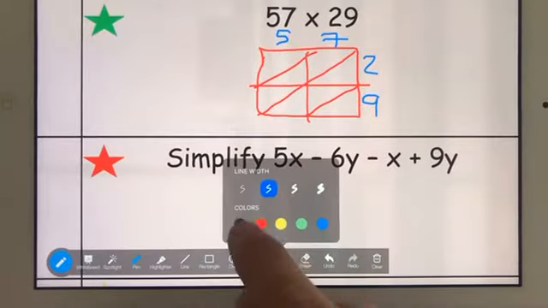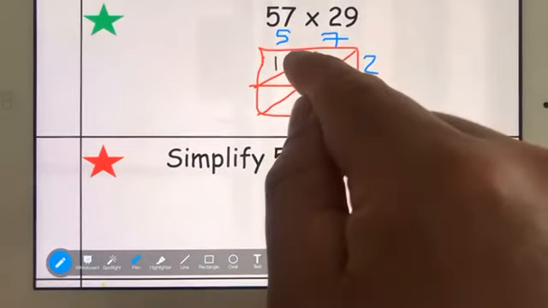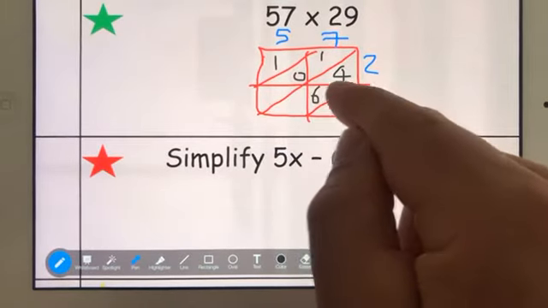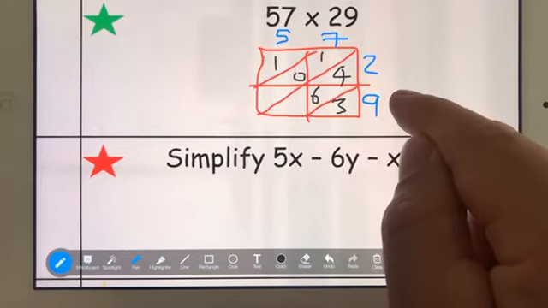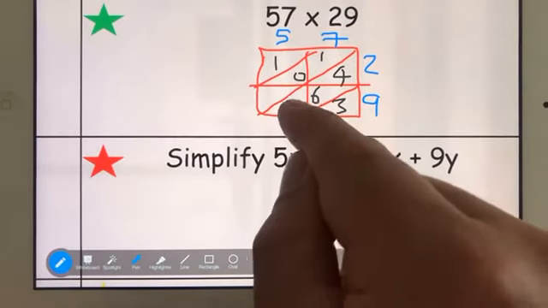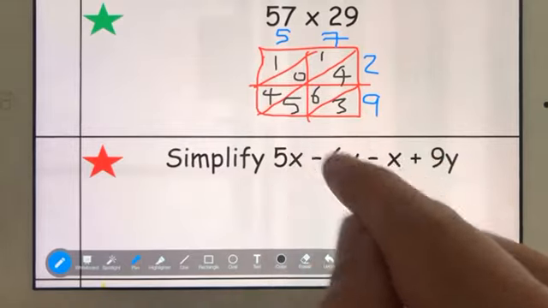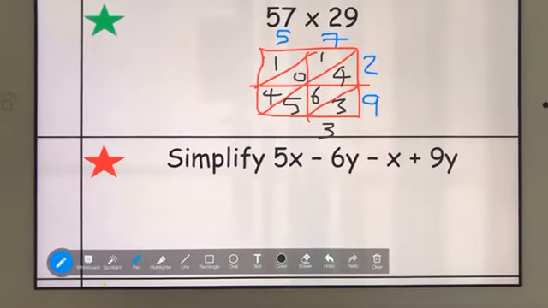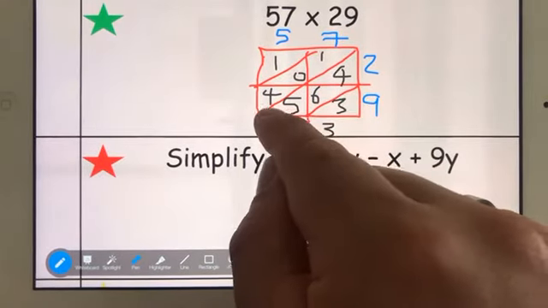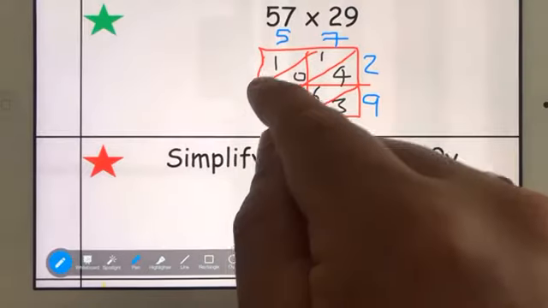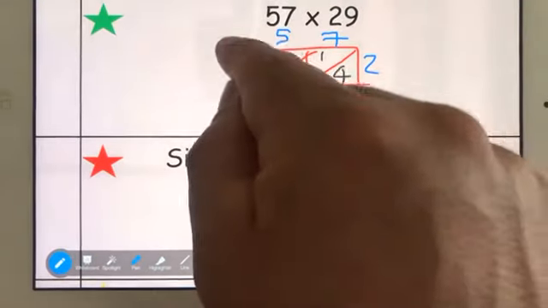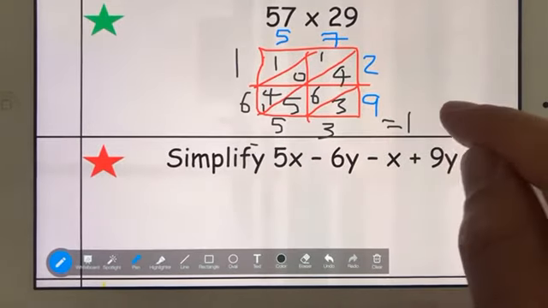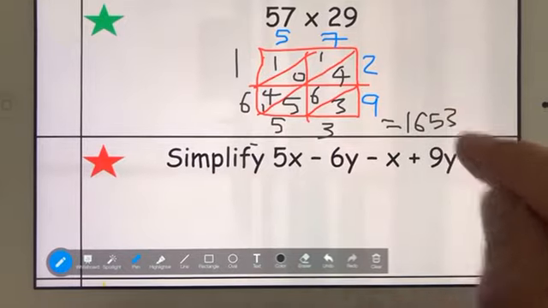5 times 2 is 10. 7 times 2 is 14. 7 times 9 is 63. And 5 times 9 is 45. Okay, once we're there now, first one, all I've got in there is a 3, so it's going to be 3 down the bottom. Next one, I've got a 4, a 6 and a 5, which is 15. Then I've got a 1, a 4, a 0 and a 1, which makes 6. And then a 1 in the last one. So my answer is 1, 6, 5, 3, for 3 points.